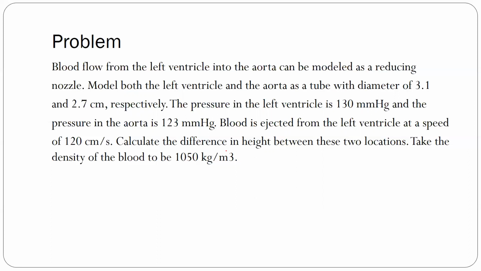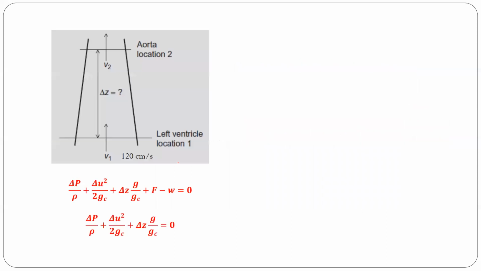Let's calculate the difference in height between these two locations. Let's take the density of the blood to be 1050 kilograms per cubic meter. If you're going to sketch the problem, you have the left ventricle and the aorta. What we're after is the difference in the location of these two.